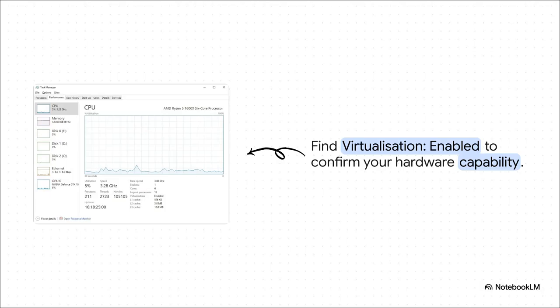Now what's really interesting about this slide is right down at the bottom right. Look underneath the main CPU utilization graph and you'll spot your processing stats, stuff like speed, threads, cores. Look closely for the text that says Virtualization. If it says Enabled right next to it, congratulations! Your physical hardware is officially ready and capable of hosting its very own digital sandbox.